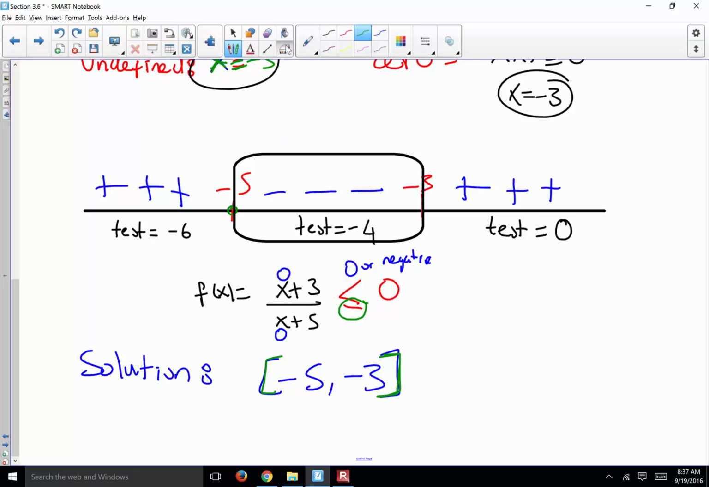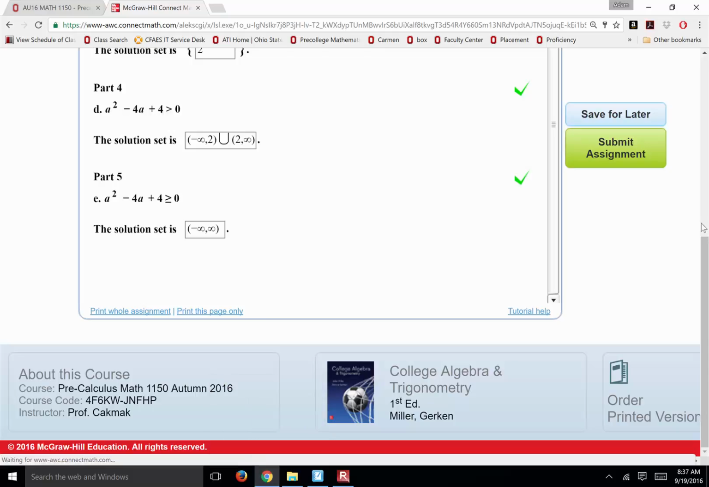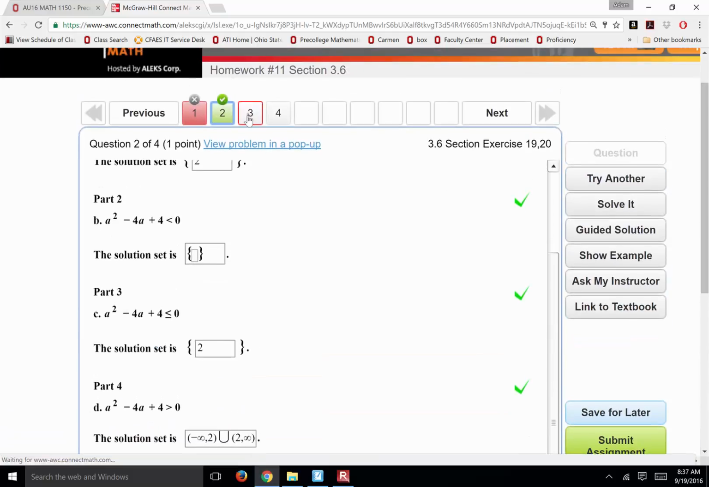Yes, I am incorrect. Just because you have an equal sign doesn't mean you need to make every parenthesis a bracket. You cannot include an undefined value. So an undefined value should always be excluded, -5. I put a hole there, right? That means you need to exclude it all the time. This should be the answer. Any mistakes before we try? No? Okay.